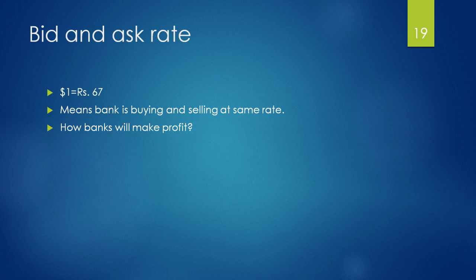In fact, banks buy and sell at different rates. So the method adopted in actual forex markets is that of bid and ask or offer rate. Let's see what a bid rate is. Bid rate is the rate at which the bank will buy foreign currency.